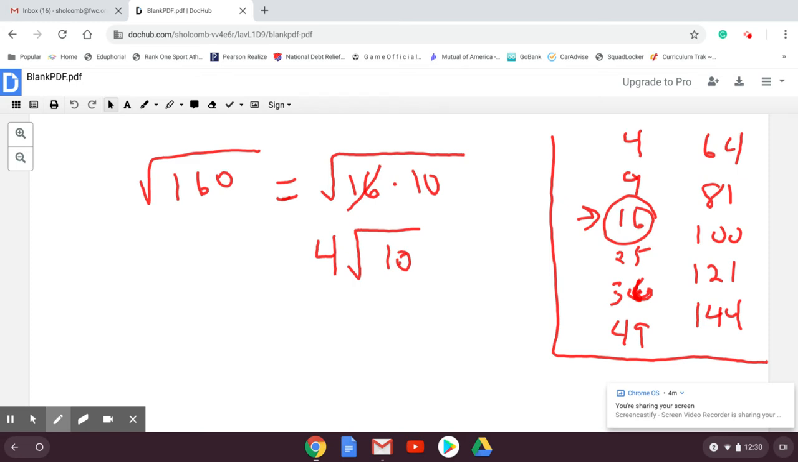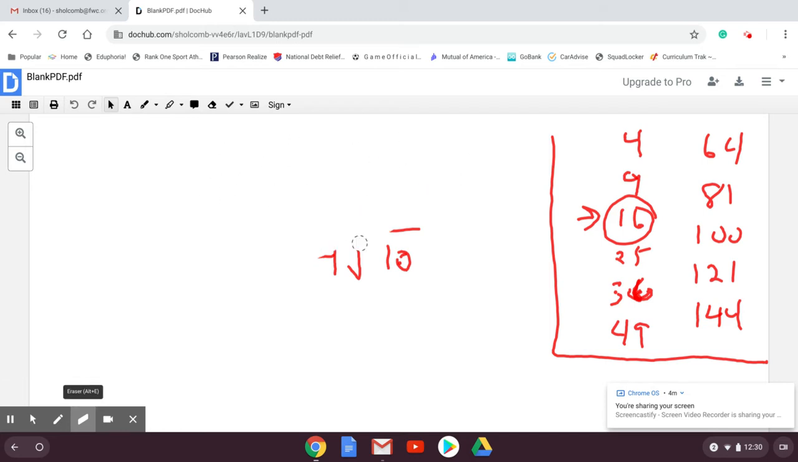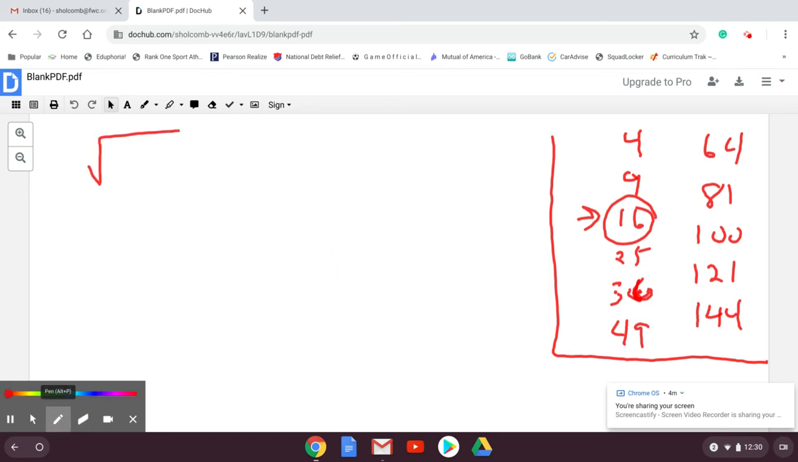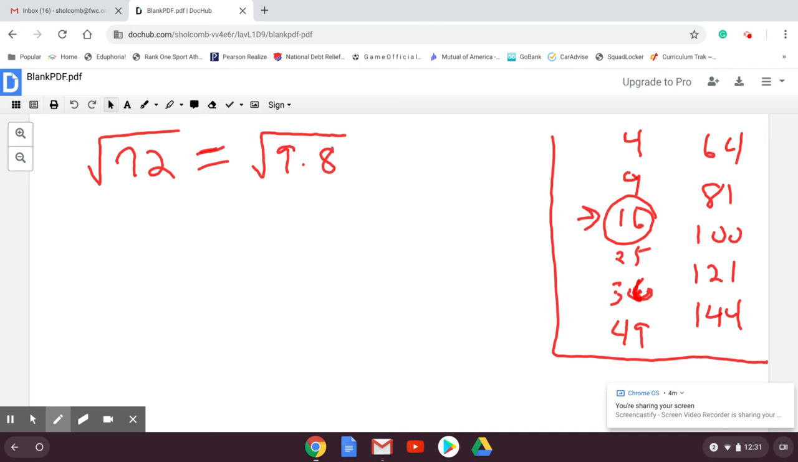So let me erase this one. Let's try another one, remembering that we need perfect squares and we need to find them. All right, so let's try the square root of 72. Now, the first time people see this, and I tell them, okay, look for perfect squares, most people immediately see the 9, and it's 9 times 8. Okay?